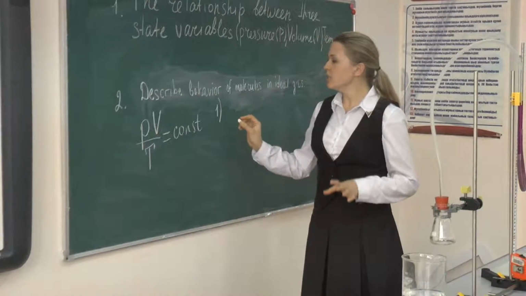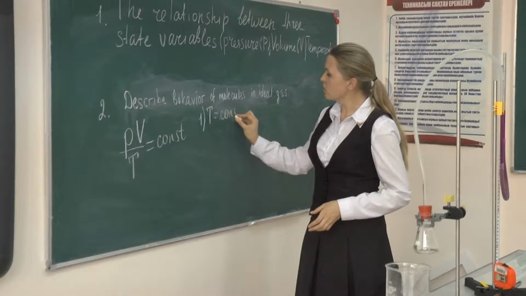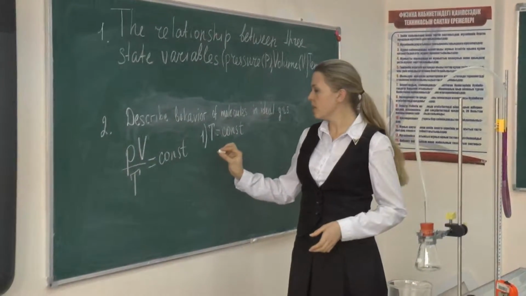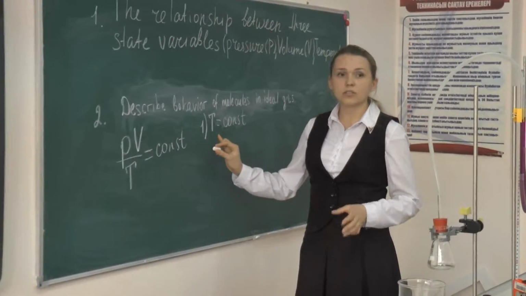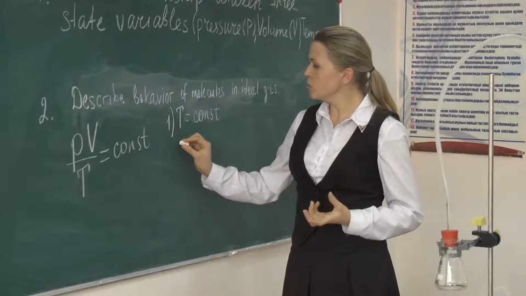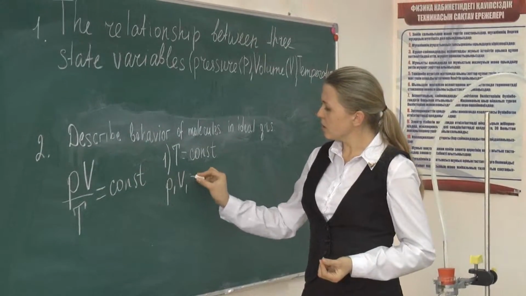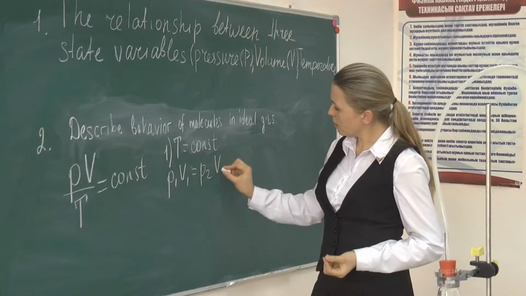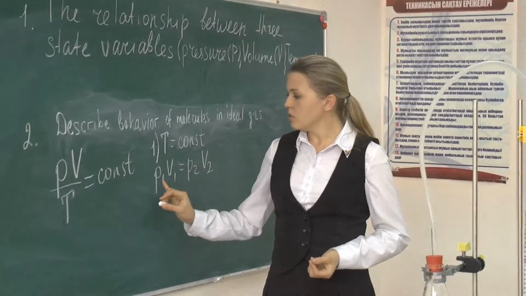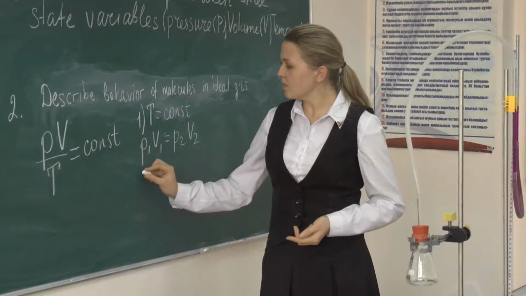the first process occurs when temperature is constant and is called the isothermal process, and the relationship between two changing variables, pressure and volume, can be written this way. As you said, pressure and volume are inversely proportional to each other.